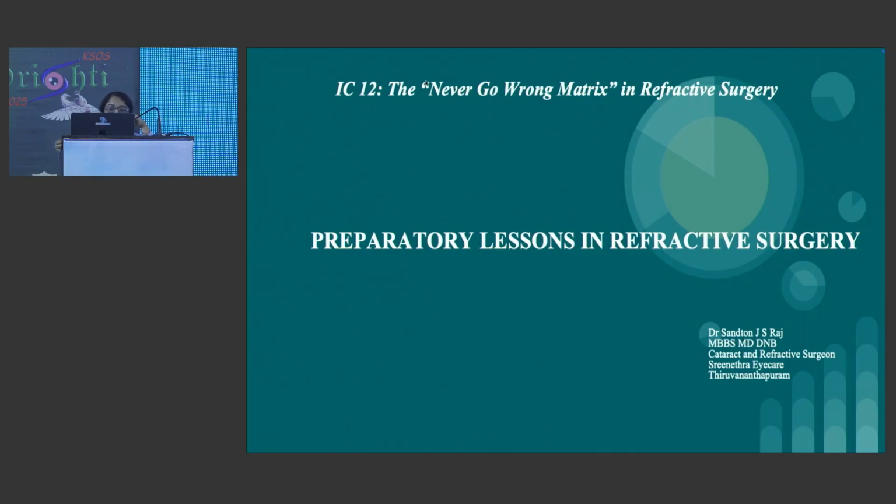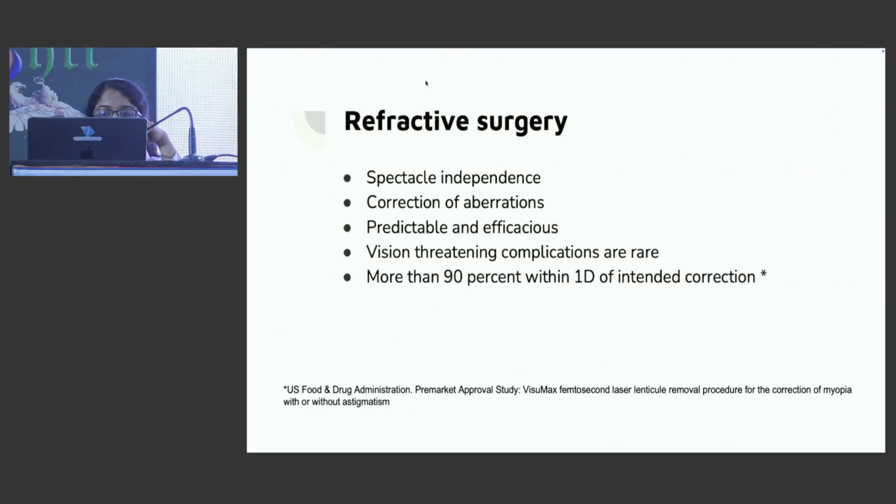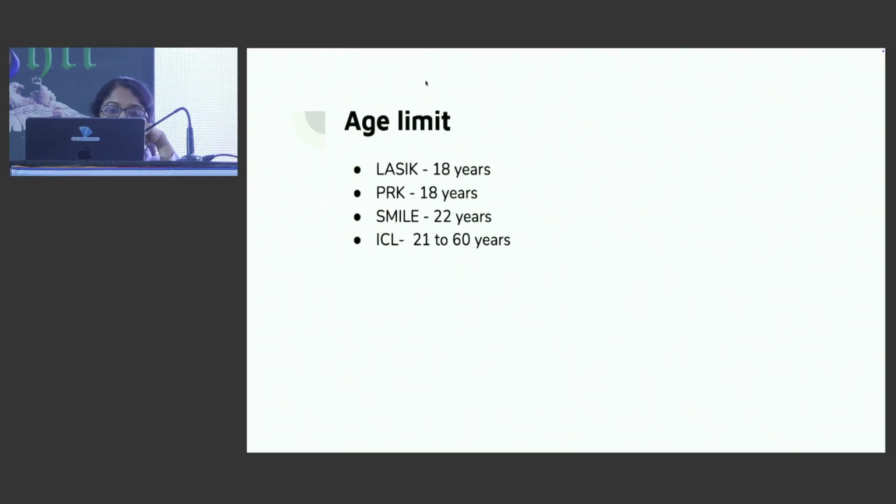Refractive surgery outcomes rely more on case selection than technique. Today, I'll focus on a practical algorithmic approach to evaluate a patient for refractive surgery. So, we all know it provides spectacle independence, it corrects the aberrations, and the threatening complications are rare.